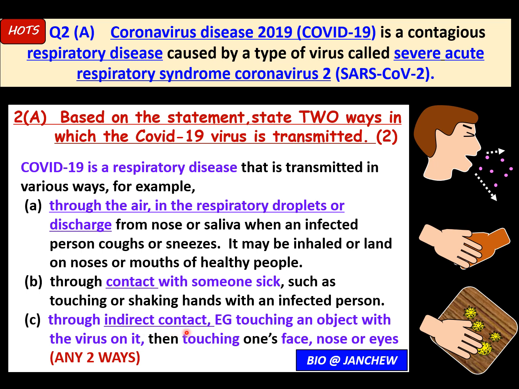Another way is through indirect contact. When a healthy person touches an object that already has the virus on it, maybe an infected person has touched this object and left some virus there, and then if a healthy person touches it and then touches his face or nose or eyes, he will transfer the virus to his body and it can enter through the face or nose or eyes. So choose any two of these three ways to get your 2 marks.